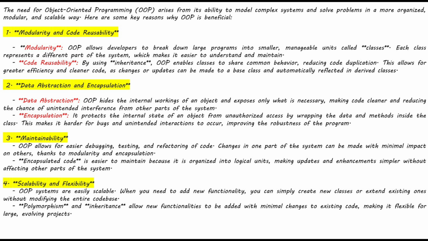The third point is maintainability. What is maintainability? Object-oriented programming allows for easier debugging, testing, and refactoring of code, so changes in one part of the system can be made with minimal impact on the other. Coming to scalability and flexibility, object-oriented systems are more scalable. They just need to add a few more functionalities by creating a class or extending the existing ones.